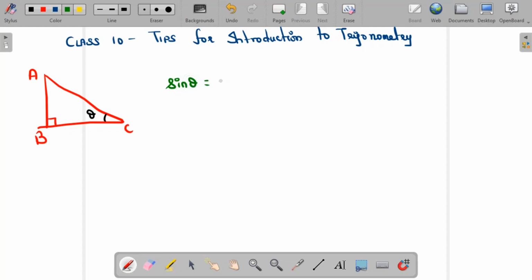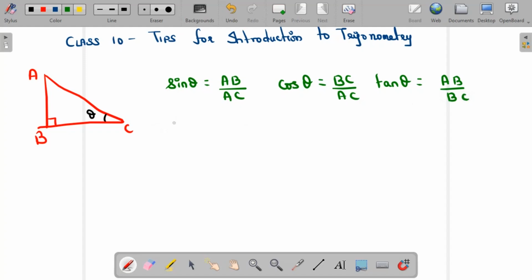Sin theta is going to be opposite by hypotenuse. So in this case, it is going to be AB by AC. Next is going to be cos theta. Cos theta is adjacent by hypotenuse, BC by AC. Next is tan theta. Tan theta is sin theta by cos theta. So it is going to be AB by BC.